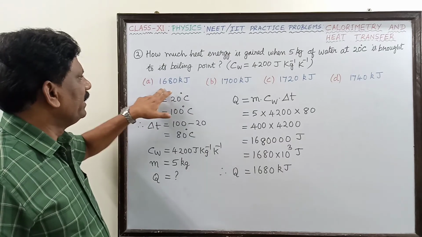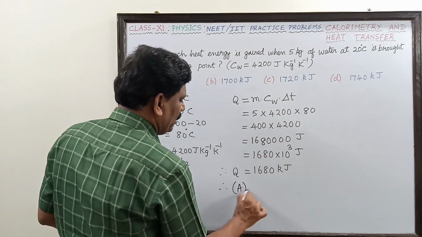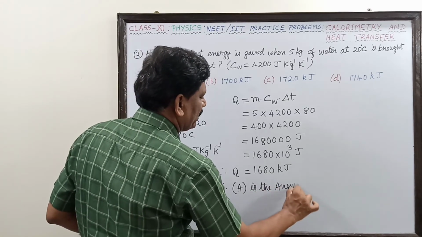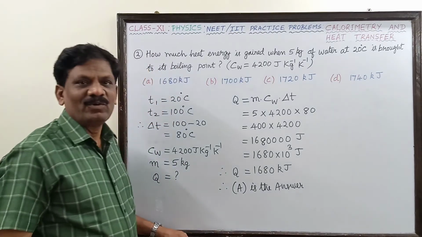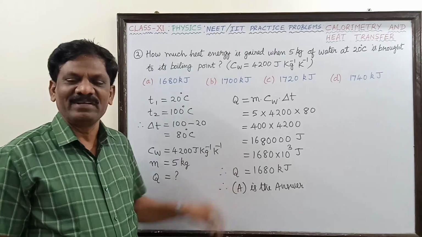Now option A itself is 1680 kilojoule. Therefore option A is the correct answer. Okay. This is also another very simple and easy problem. I hope you must have understood well. Fine.